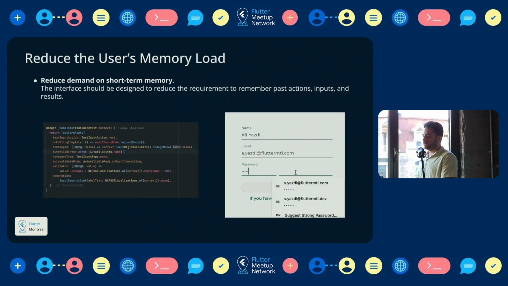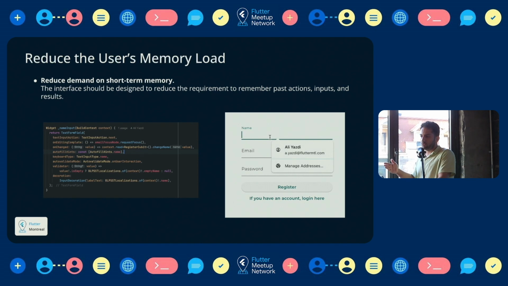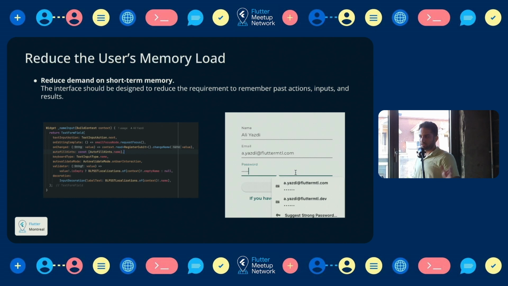These categories are related to reducing demand on short-term memory. For example, here we have a register form for the user. We all have autofill from Chrome, autofill from Android or iOS. So you have to put some information in Flutter that these are your name, your email, and the password. And the next time, the user's saved information will be autofilled.